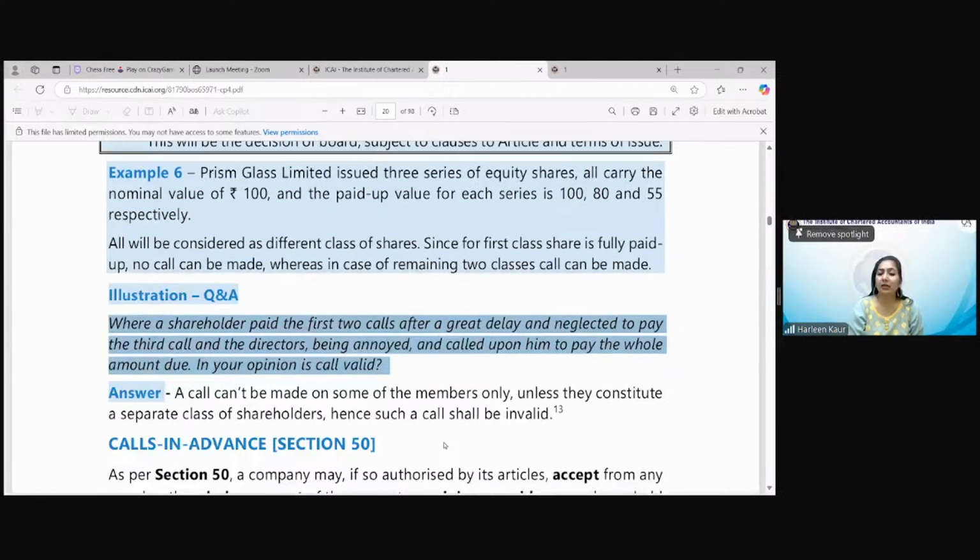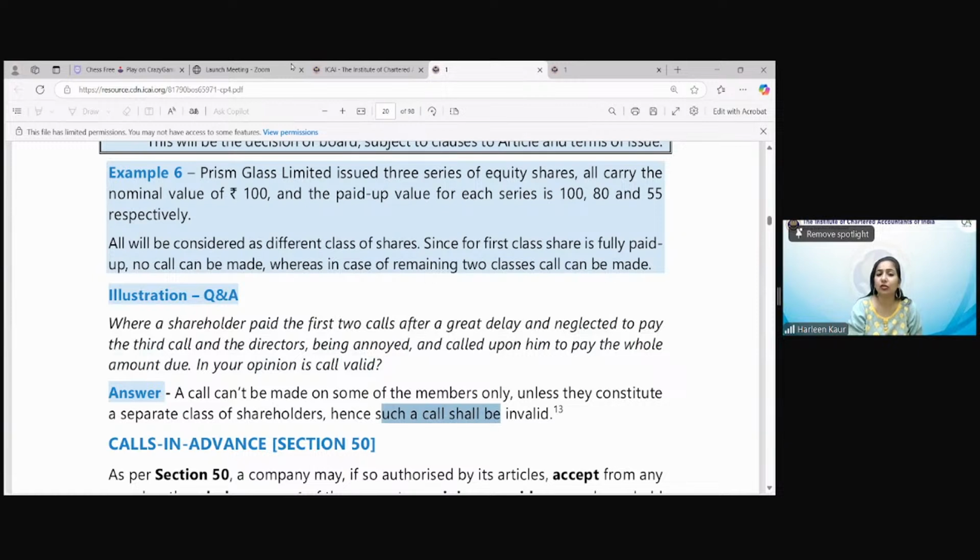The shareholder paid 2 calls but took a lot of time, and he said, I will not pay the third call. Directors asked him to pay the full amount. Now you will have to pay. Can the director say that? It says a call can't be made on some of the members only, unless they constitute a separate class of shareholders. Hence, it is an invalid call. You cannot say this thing to a few shareholders.